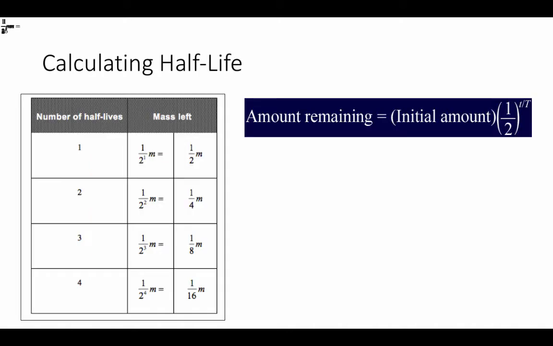All right, so I'm going to show you how to calculate half-life, and the equation on the right-hand side says that the amount remaining after a certain number of half-lives have occurred equals the initial amount of the sample times 1/2 to the power of little t divided by big T. And I'll explain what each of those variables means. So that's the equation that we're going to be using.